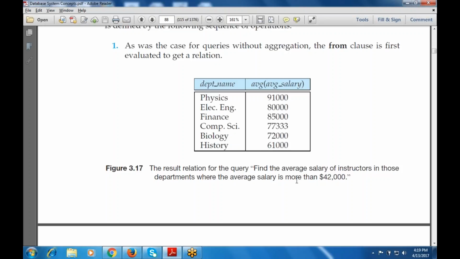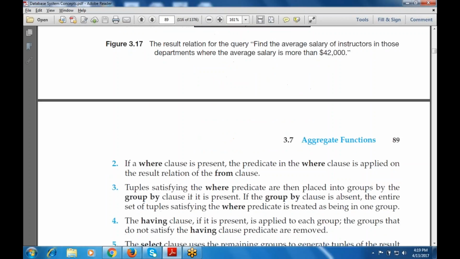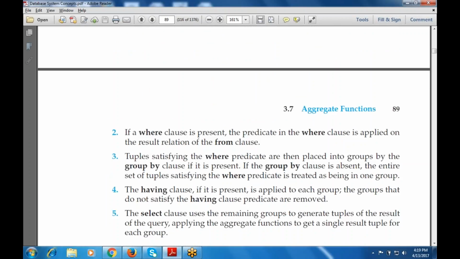The result relation for the query: find the average salary of the instructors in those departments where the average salary is more than 42,000. If a where clause is present, the predicate in the where clause is applied on the result relation of the from clause. Tuples satisfying the where predicate are then placed into groups by the group by clause, if it is present. If the group by clause is absent, the entire set of tuples satisfying the where predicate is treated as being in one group.